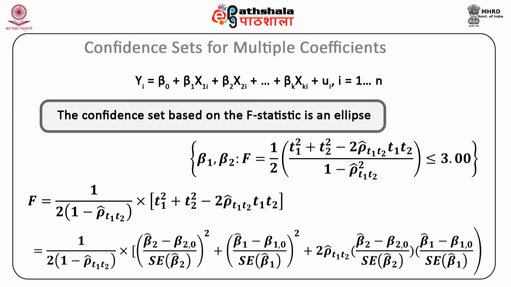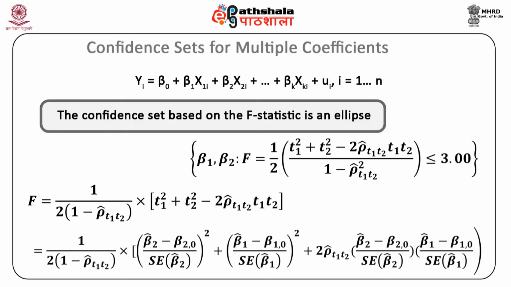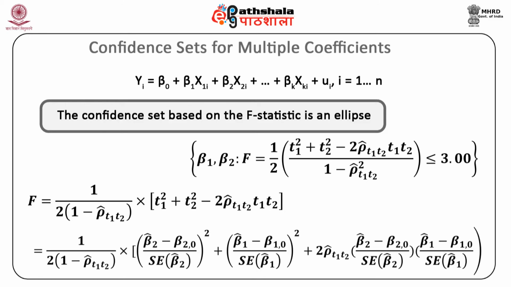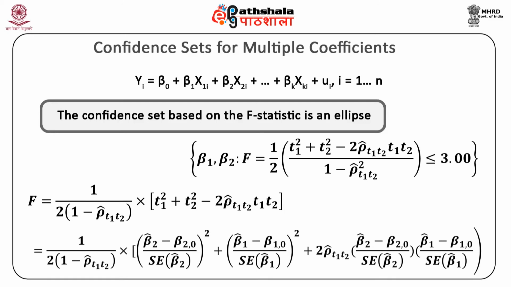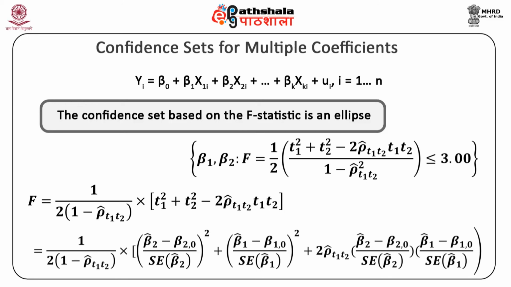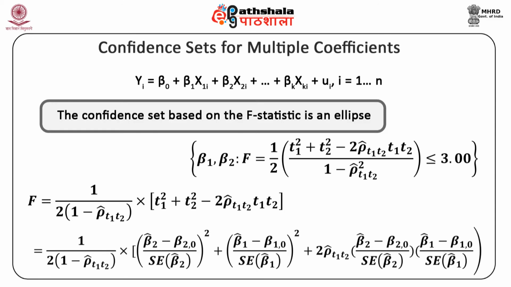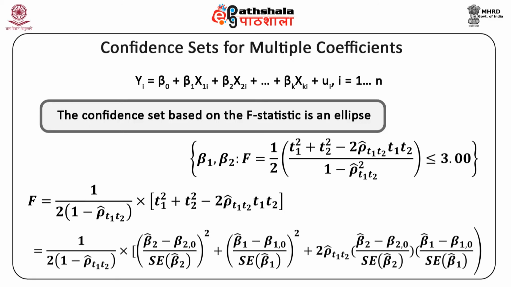The set of parameter values cannot be rejected at the 5% significance level. We can find a 95% confidence set as the set of beta 1, beta 2 that cannot be rejected at the 5% level using an F test. So let F of beta 1 0 and beta 2 0 be the heteroscedasticity robust F statistic testing the hypothesis that beta 1 is equal to beta 1 0 and beta 2 is equal to beta 2 0.